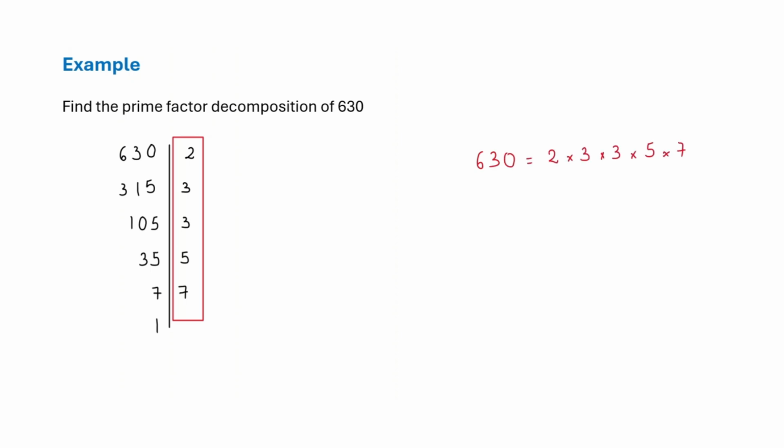Now let's write the answer in index form. Notice that 3 appears twice. Instead of writing 3 multiplied by 3, we write 3 squared. So our final answer is 2 times 3 squared times 5 times 7.